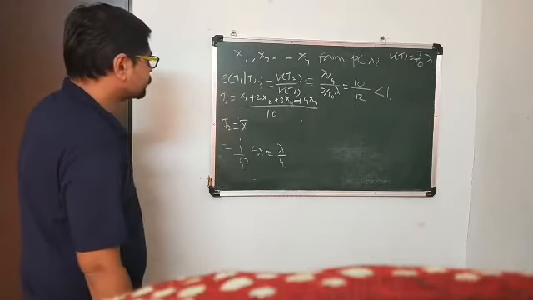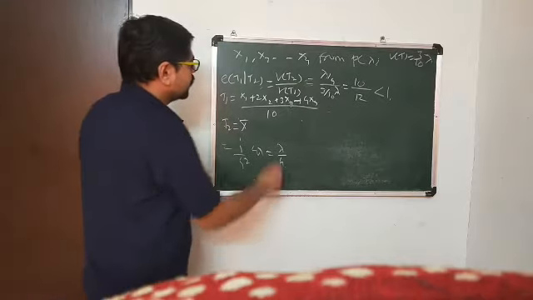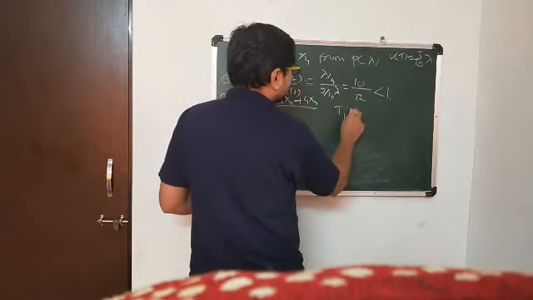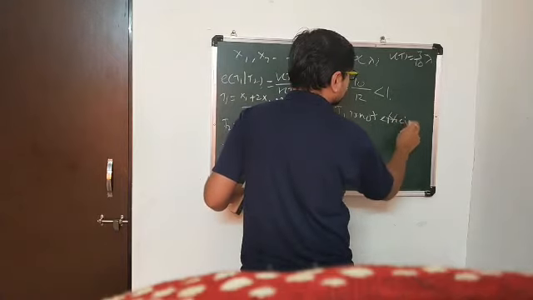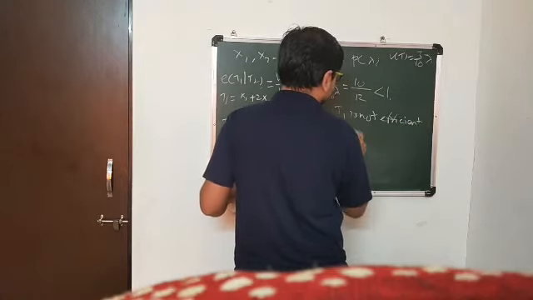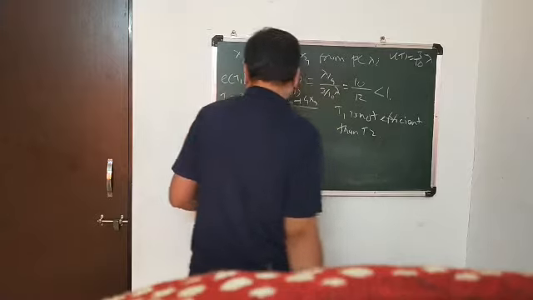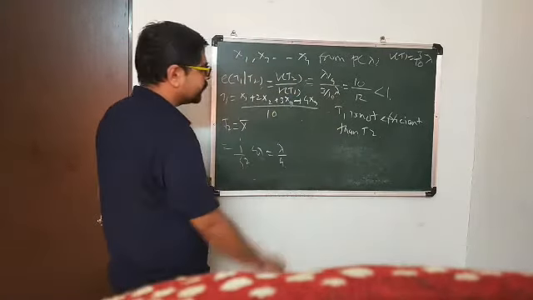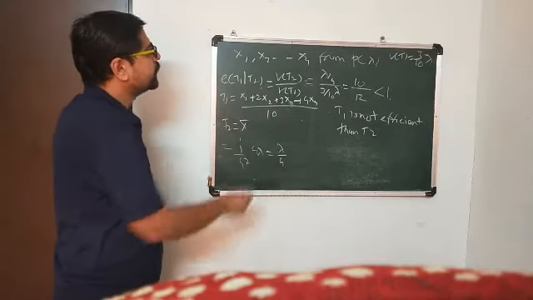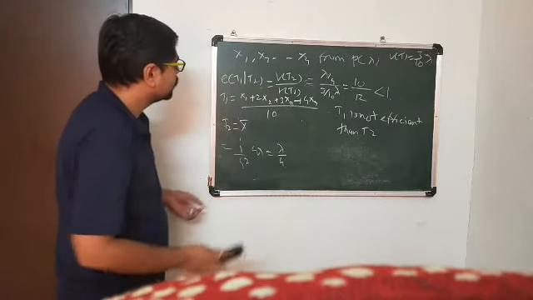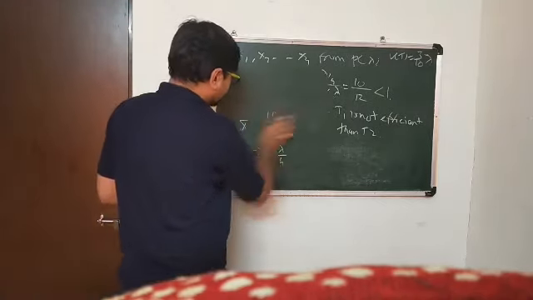So T1 is not more efficient than T2. So here T2 is efficient, that is, X bar is a more efficient estimator than T1. So this is the first example.